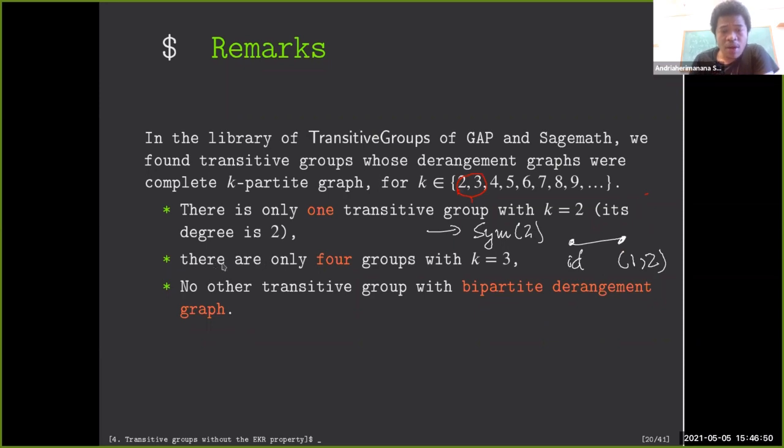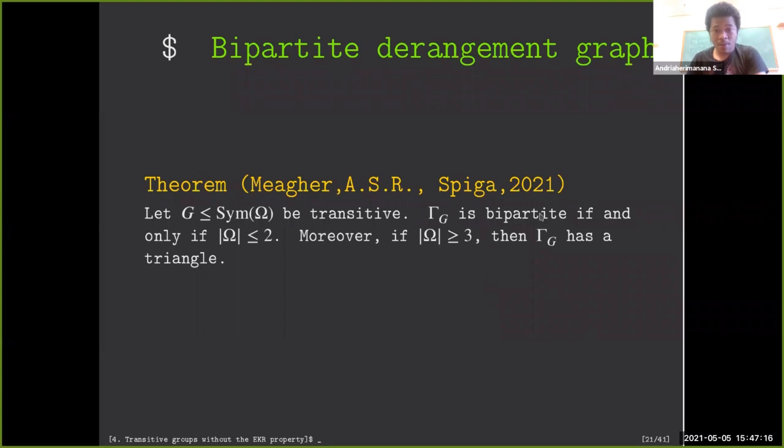And we only found 4 transitive groups whose derangement graphs were complete tripartite graphs. And I'll tell you why these ones are important later. Most importantly, we couldn't find any other transitive groups whose derangement graphs were bipartite. And this is exactly what we proved.